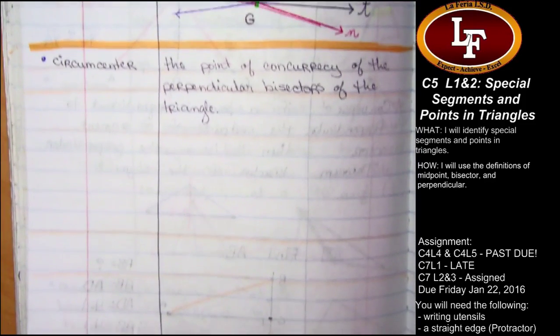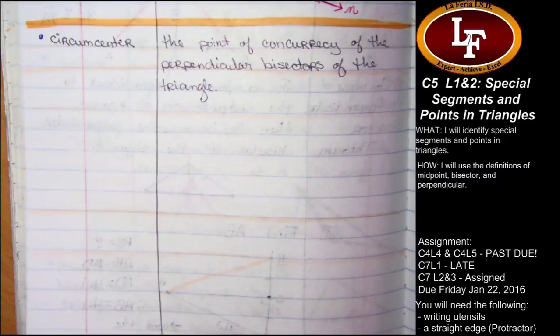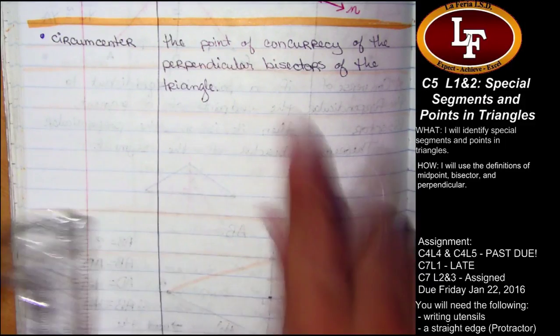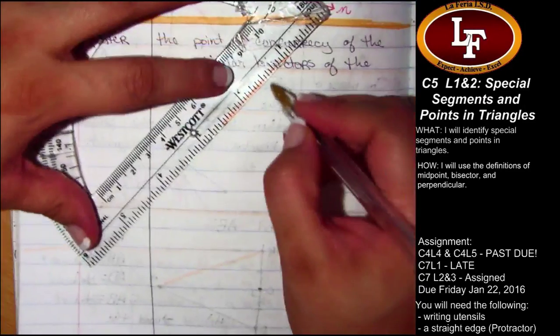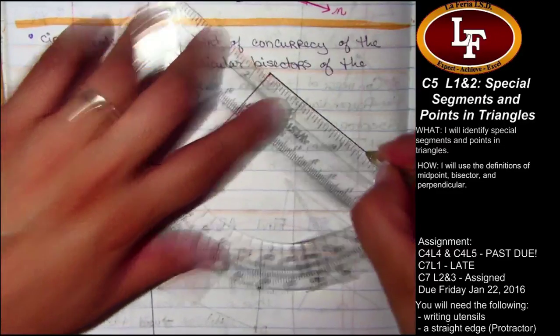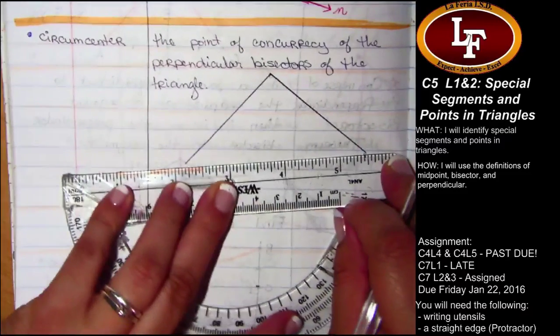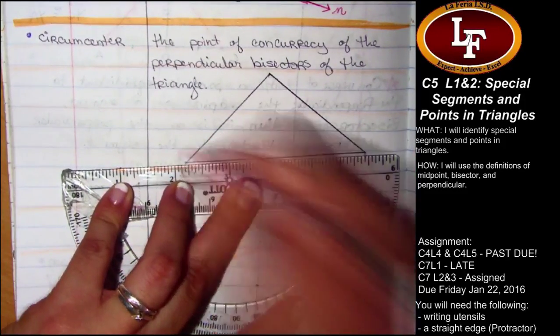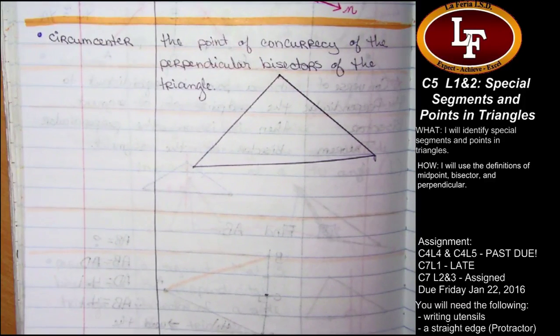Time for art. Take your straight edge and draw a triangle. Any triangle you want. Acute, obtuse, isosceles, scalene, right? It doesn't matter. Just draw yourself a triangle right here in this space. Go, do it now. Draw a triangle. There's my triangle.